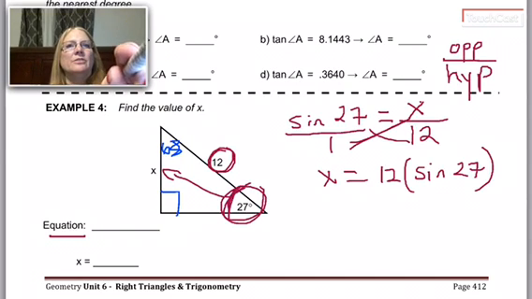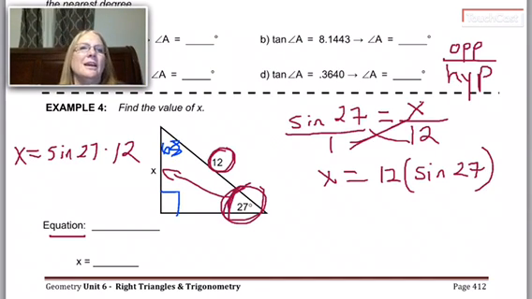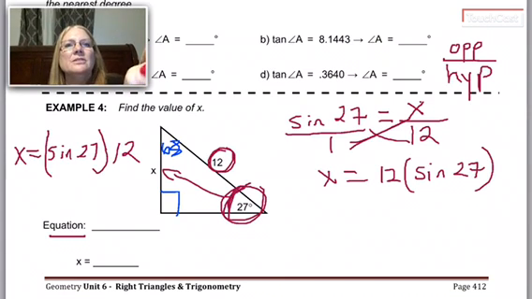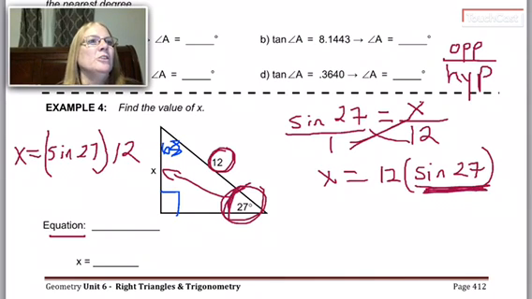I'm going to write it over here. Sometimes people write it like this: the sine of 27 times 12. Okay, that's not incorrect, but this should be in parentheses because this represents a number. And if not, some people get confused and they want to multiply 27 times 12. Okay, this is the sine of 27. So we're going to look that up. So this is x is equal to 12 times some number.